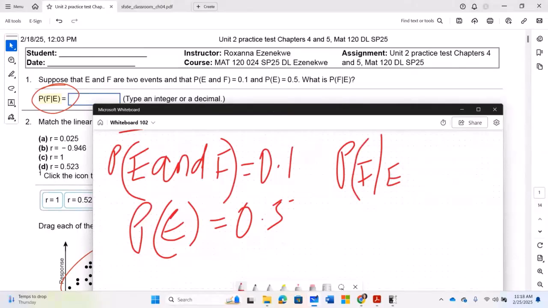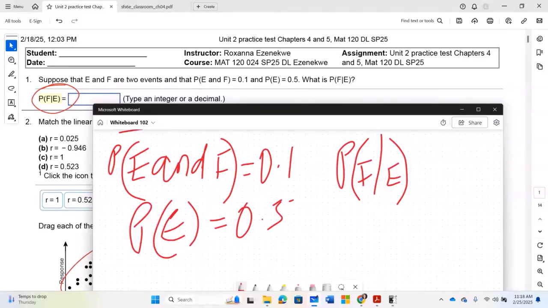Whichever one is in the second is the one that happened first. So it's a conditional probability. So it is not independent. This probability is not independent. One depends on the other. F has to happen after E has happened.